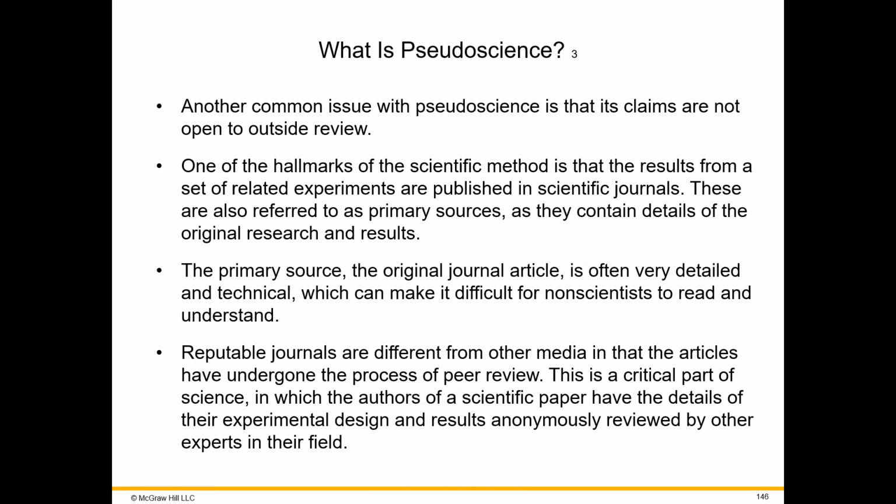The result is that an article published in such a journal has already been reviewed and approved by several other experts in that field. This means that the results can be trusted more than an article that has not undergone peer review. So, yet again, scientific journals. And you also have to look because now pseudoscientists are creating their own scientific journals.